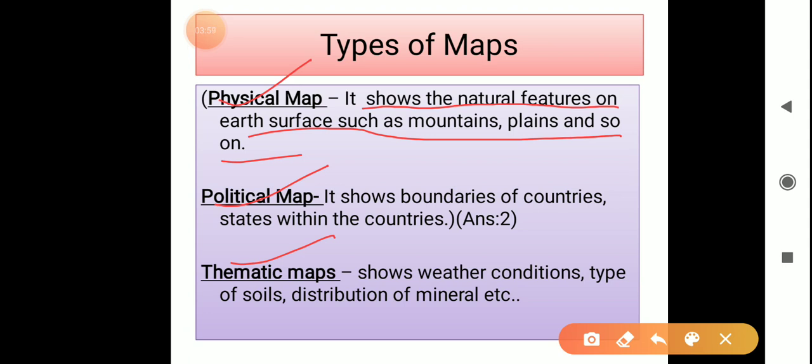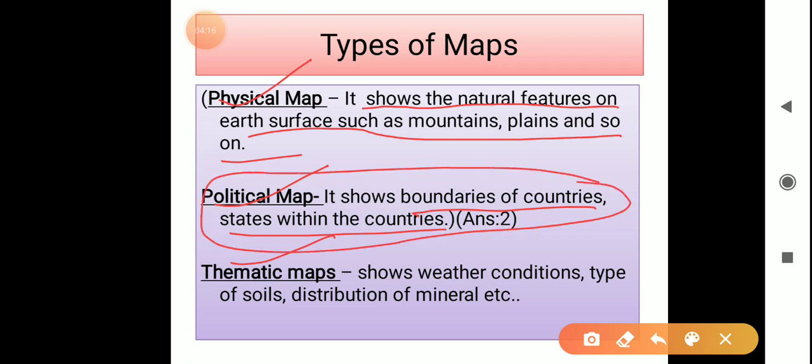Next are political maps. Political maps show boundaries of countries and of the states within the countries. They also show the location of cities and towns.